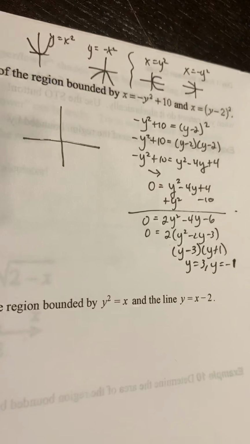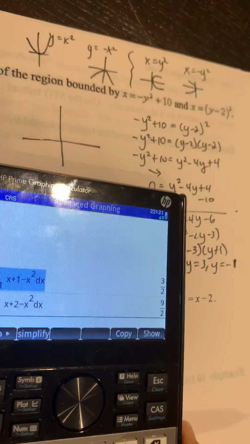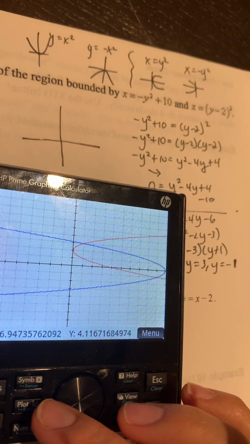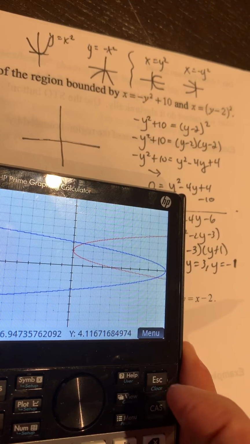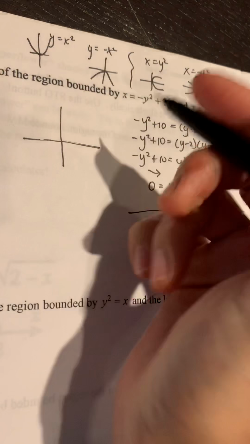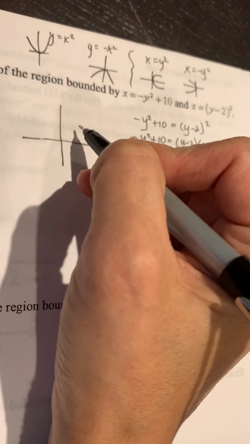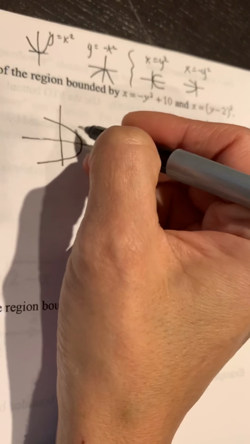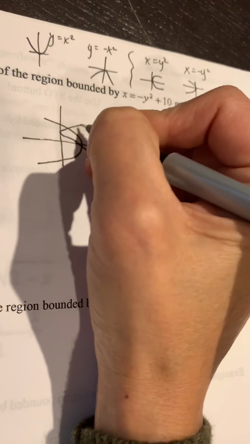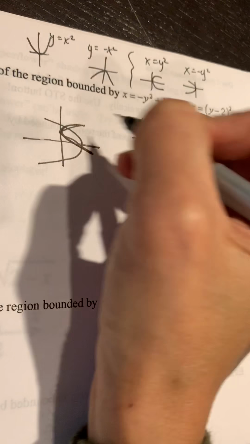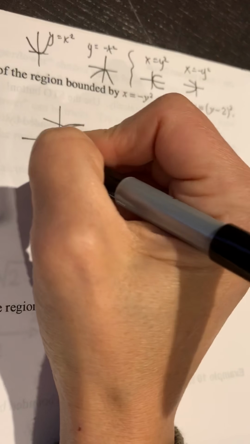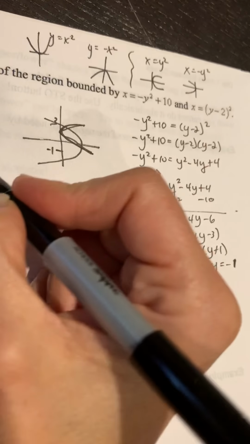But you can also just put it right in your calculator and get an image of it. I do believe I did that. So let me go to plot. Yeah, there it is. And so you can see it there anyway. So that helps too. Okay, so you've got one like this and another one something like this. Anyway, so these two values are negative 1 and 3.